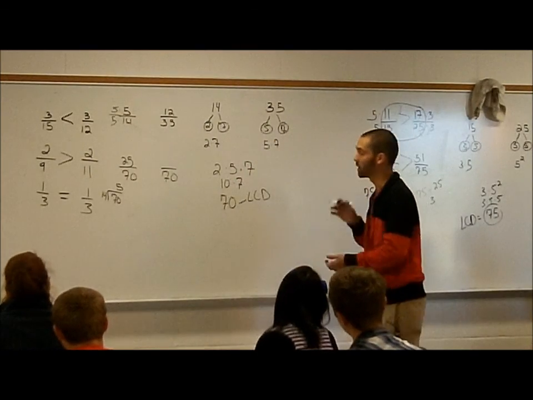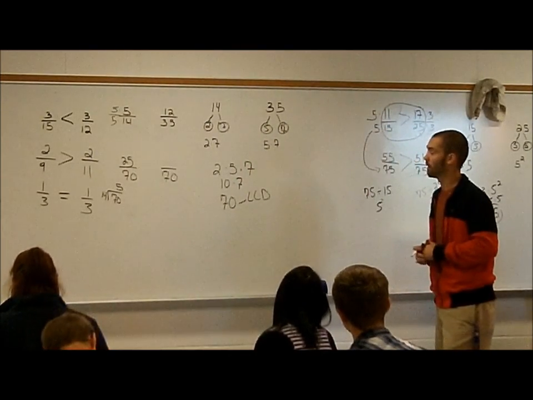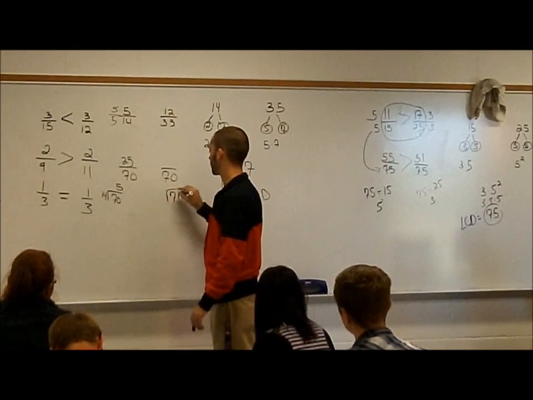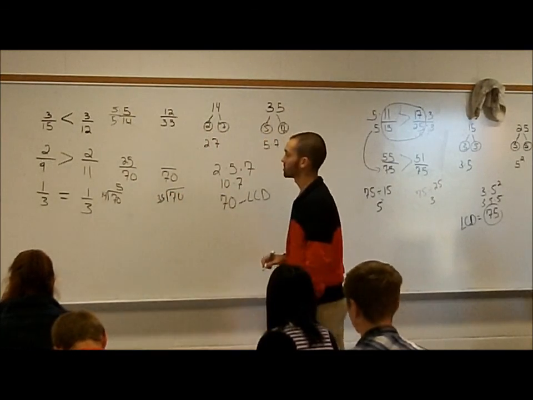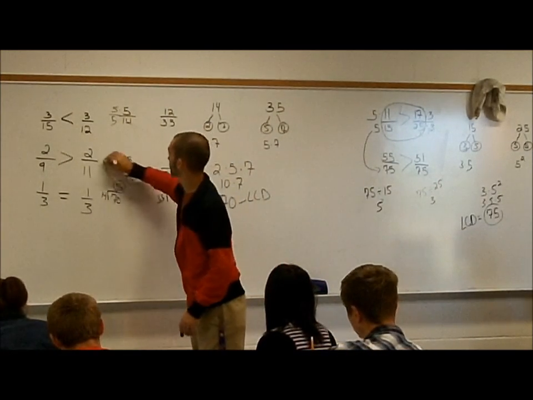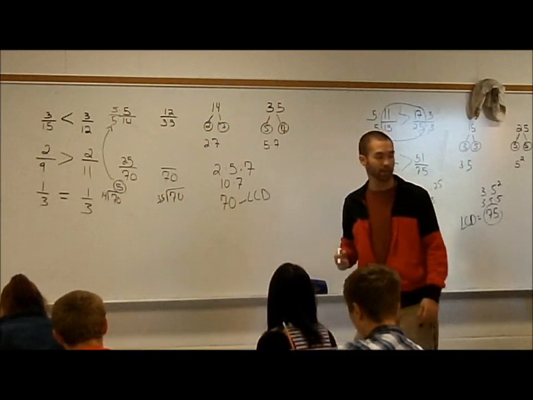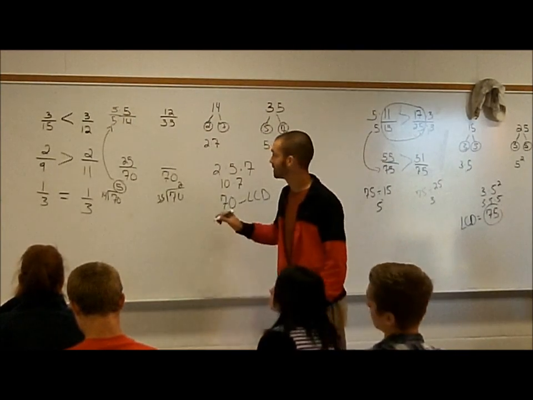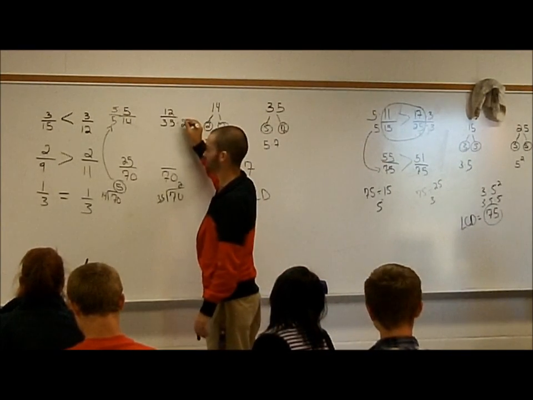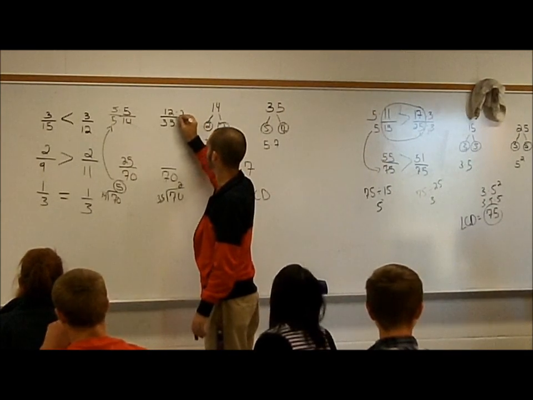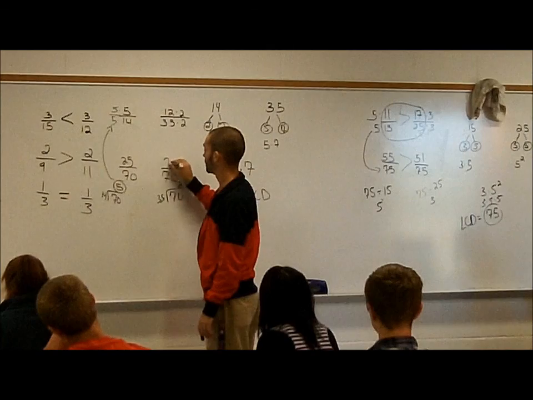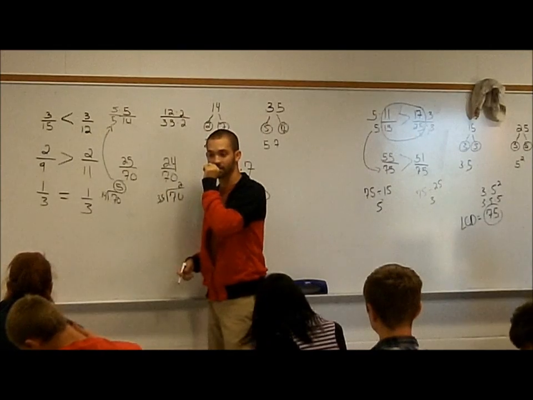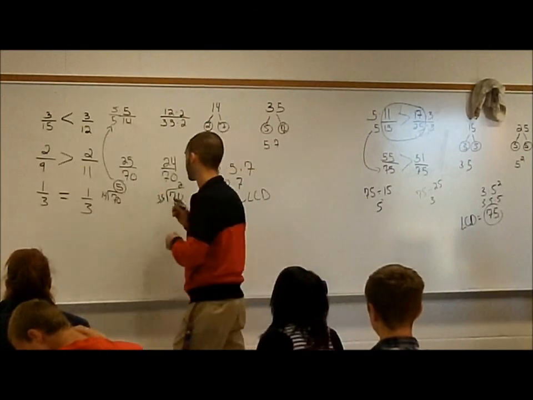I want to make sure you guys get good at this. Now I've got to do 70 divided by 35, right? So I'll draw arrows here. What's 70 divided by 35? 2. So what do I do with this 2? Times 35. And then 12 times 2 is 24. Now, do I take the larger number or the smaller number to be the biggest? The larger number is the biggest.